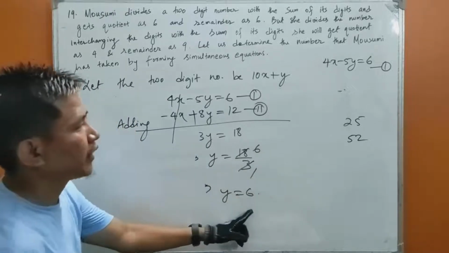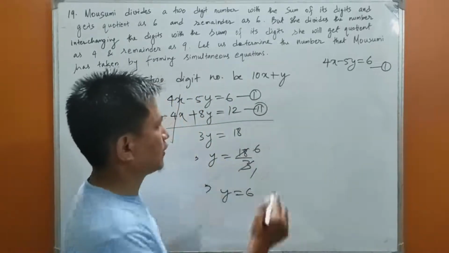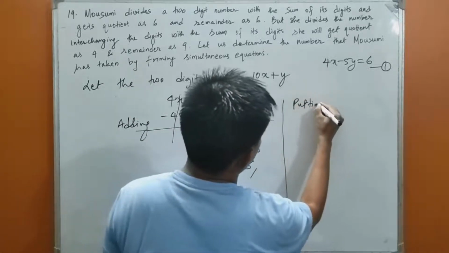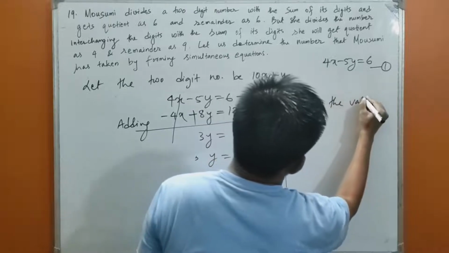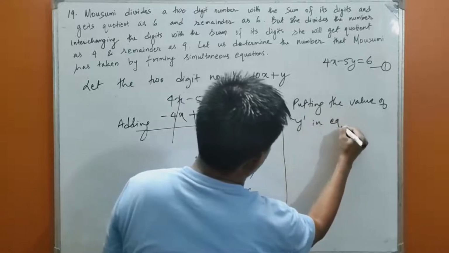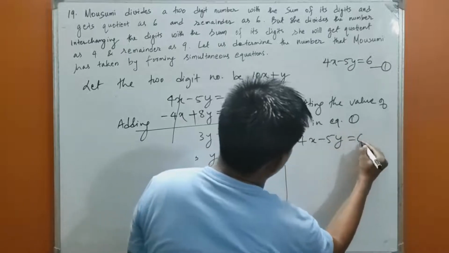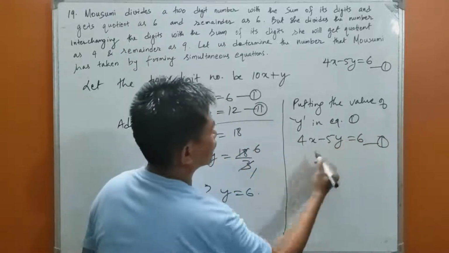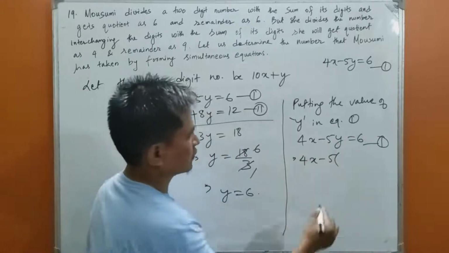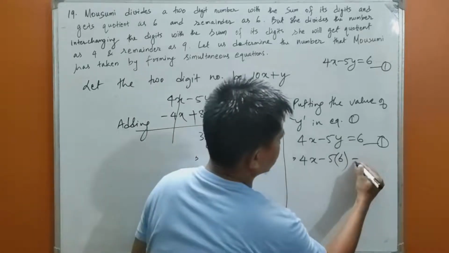We found the value of y. Now we can easily find the value of x, isn't it? So putting the value of y in equation 1. Equation 1 we have 4x minus 5y equals 6. This is equation 1, isn't it? 4x minus 5y equals 6, the value of y is 6, so we put the value of y here, equals 6.